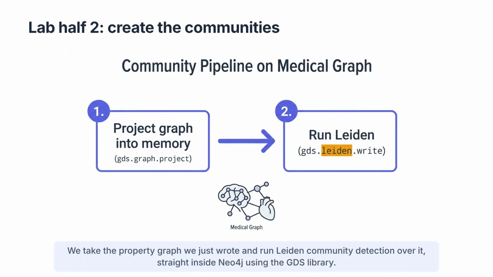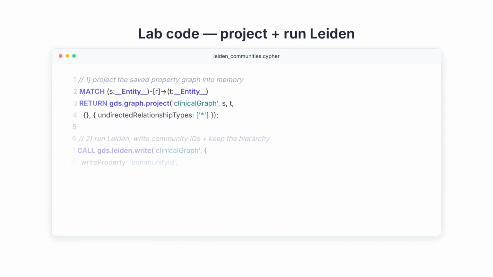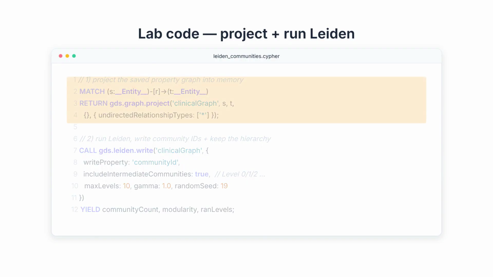We take the property graph we just wrote and run Leiden community detection over it, straight inside Neo4j using the GDS library. 2 moves: first project the graph into memory, then run the Leiden algorithm and write community ID back onto every node. Here's the community code in Cypher. First, gds.graph.project loads our typed entities and their relationships into an in-memory graph called clinical graph. Then gds.leiden.write runs the algorithm and writes a community ID onto each node.